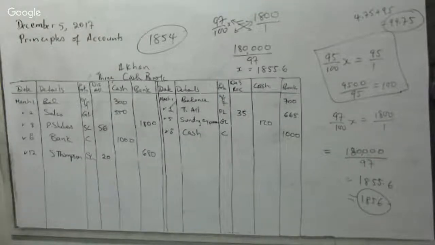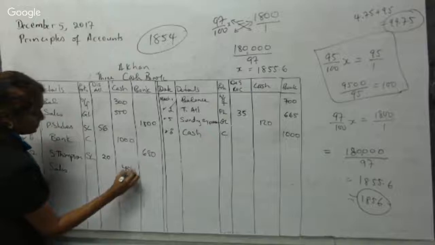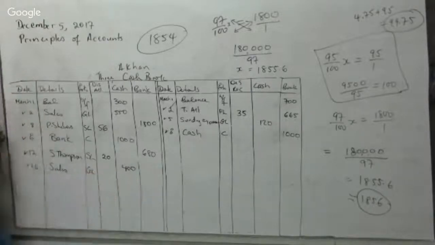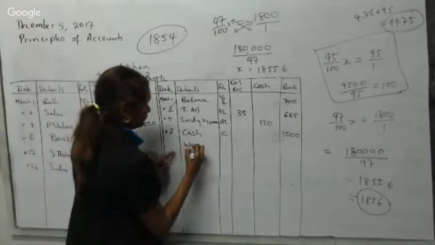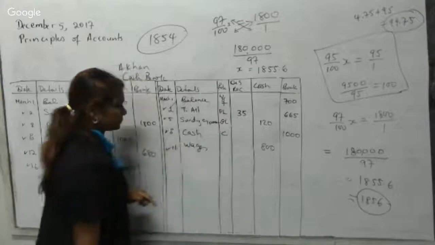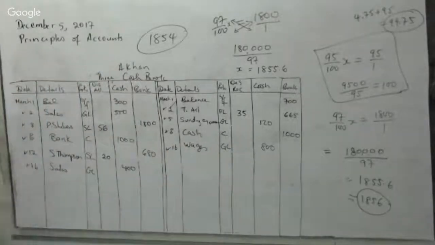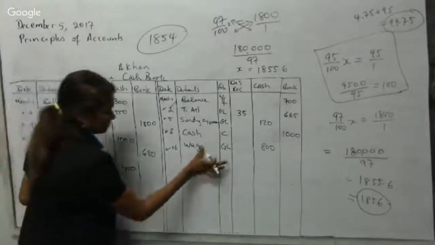What's next? Alright, cash sales, the amount is $400. That's it. Wages of 800 paid by cash, same day. $20.